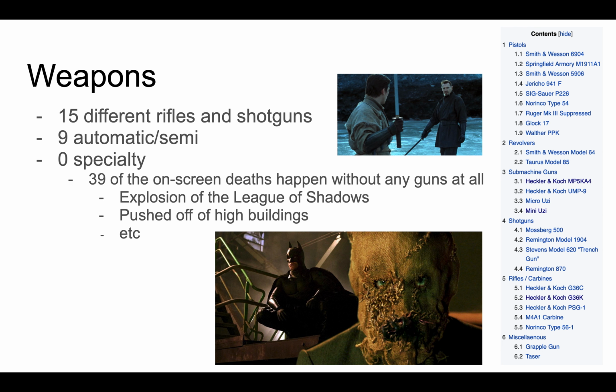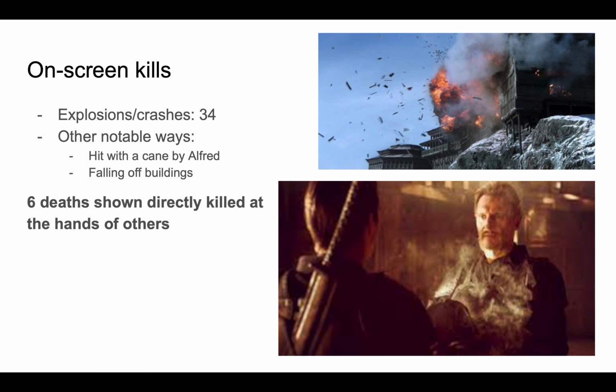But 39 of the on-screen deaths happen without any guns at all, including through the explosion at the League of Shadows, people pushed off high buildings, all that kind of stuff. And that kind of set it aside from the other movies, I would say. As you can see, 34 of the kills happened through the crash and explosion at the beginning of the movie. And only 6 deaths were shown directly killed at the hands of others.